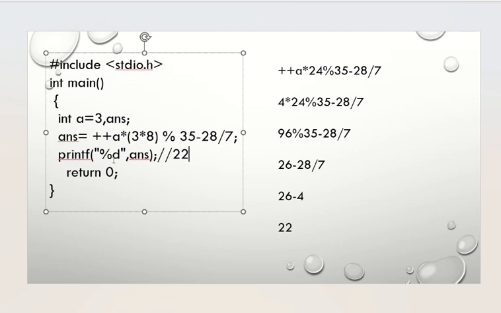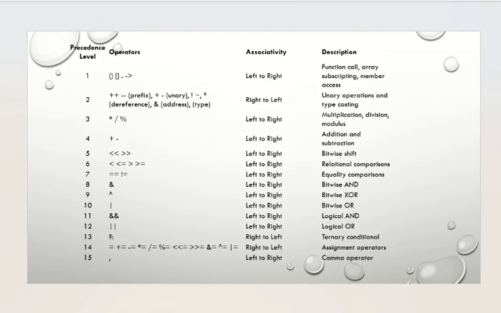So before evaluating some problems, we need to understand the operator precedence. We need to learn about the operator precedence.